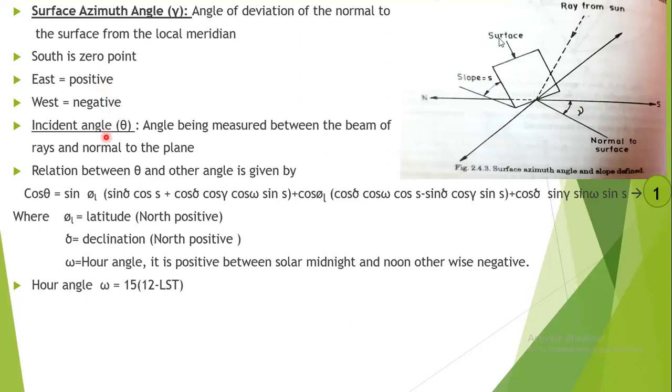Second one, the incident angle, theta. It is denoted by theta. It is the angle measured between the beam of rays and the normal to the plane. So, the beam rays and the normal to the plane, that is the angle theta.